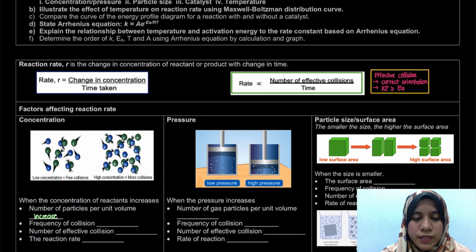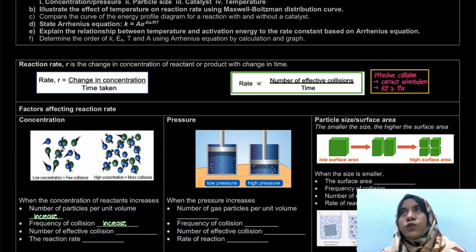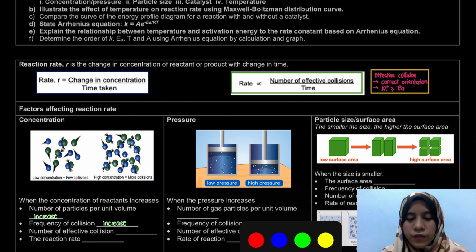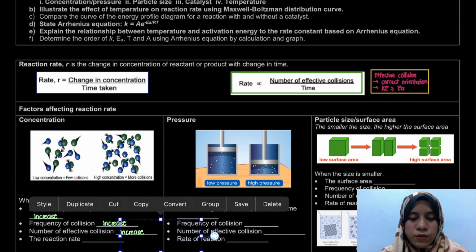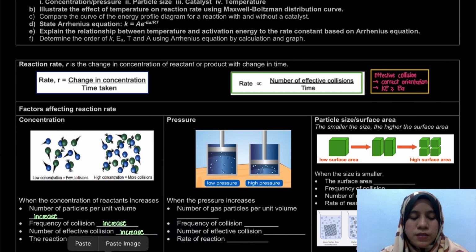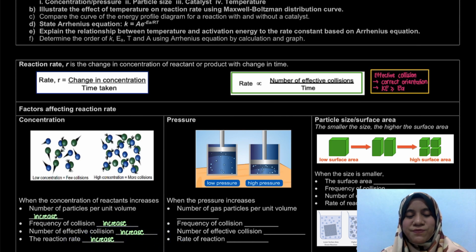So what happens here is that the possibility or the frequency of collision will increase. When the frequency of collision increases, not all of it is effective collision, but the possibility or the number of effective collisions also increases. So hence the reaction rate would increase. So that is for concentration.